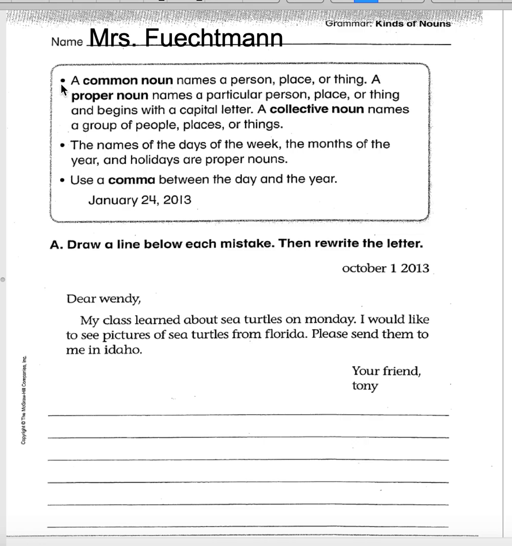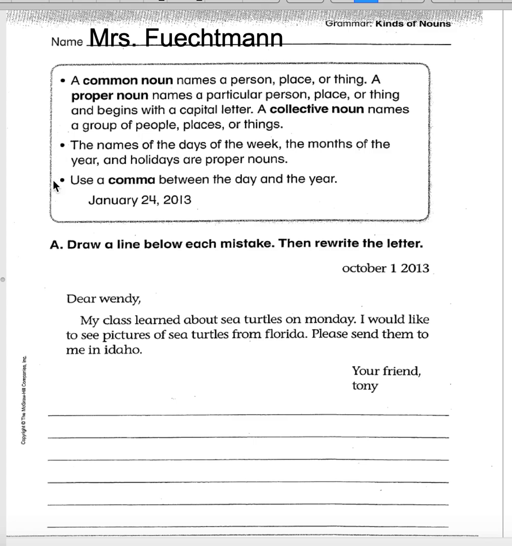The first bullet says, 1, 2, read. A common noun names a person, place, or thing. A proper noun names a particular person, place, or thing and begins with a capital letter. A collective noun names a group of people, places, or things. Let's read our second bullet. 1, 2, read. The names of the days of the week, the months of the year, and holidays are proper nouns. And the last bullet.